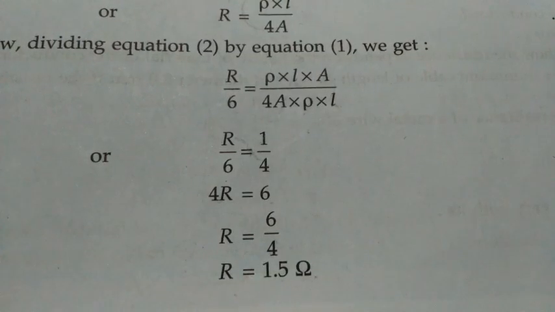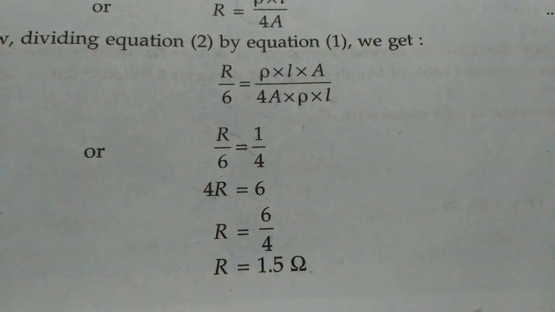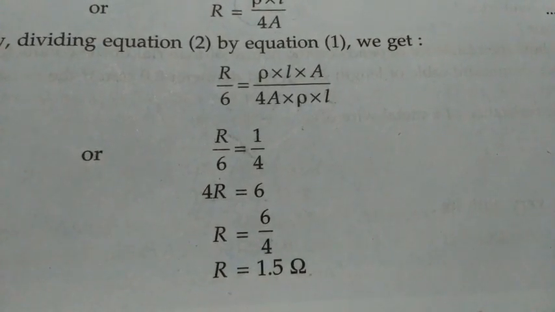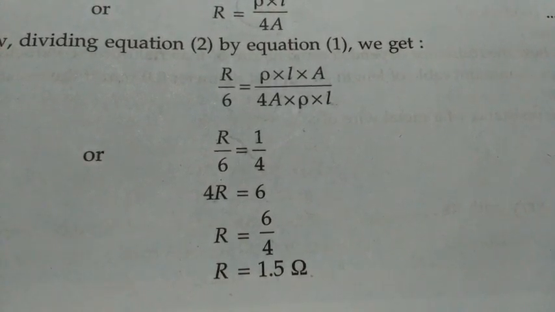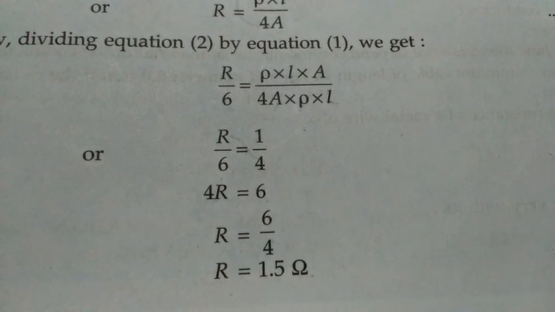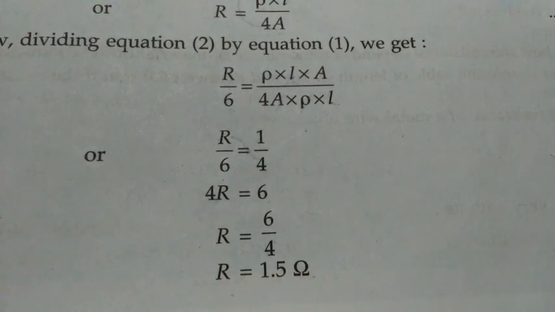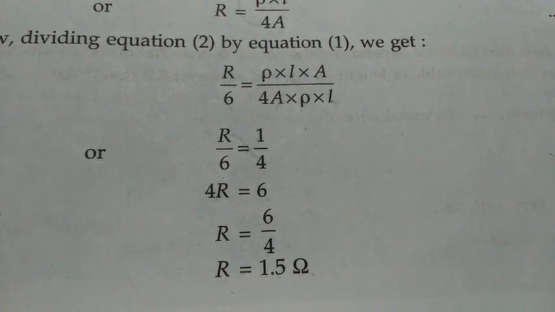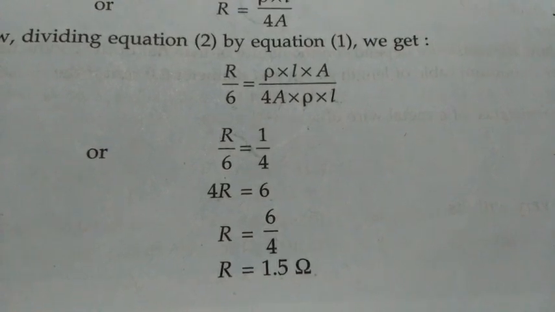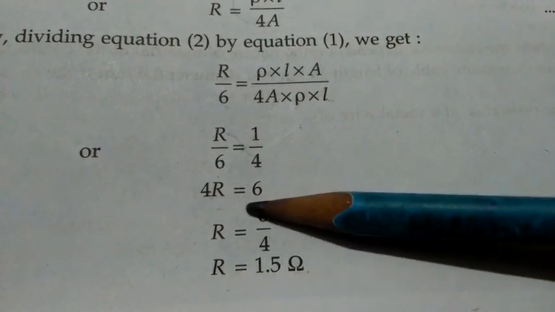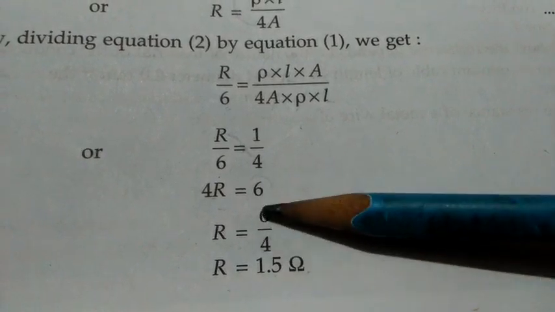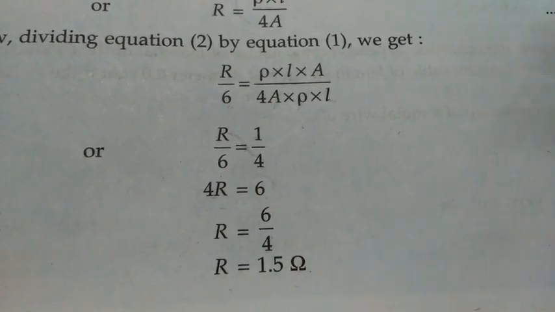You can remember this for your competitive exams. If any question like this comes in a competitive exam, that a wire is doubled up by folding, you should automatically know that its resistance decreases by 4 times. Resistance decreases by 4 times means we have to divide the present resistance by 4. So 6 upon 4 equals 1.5 ohm.